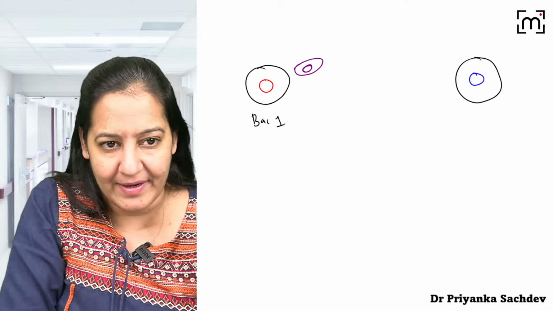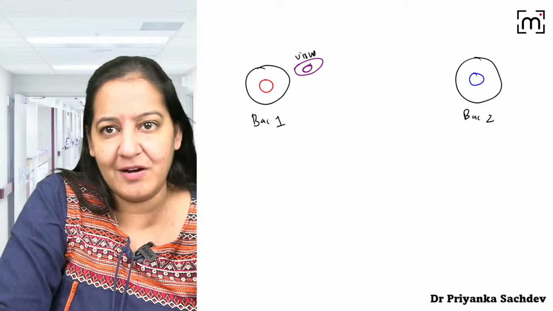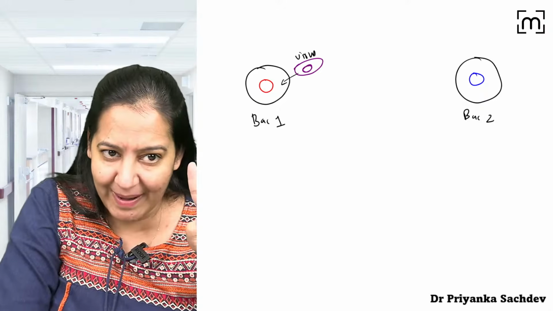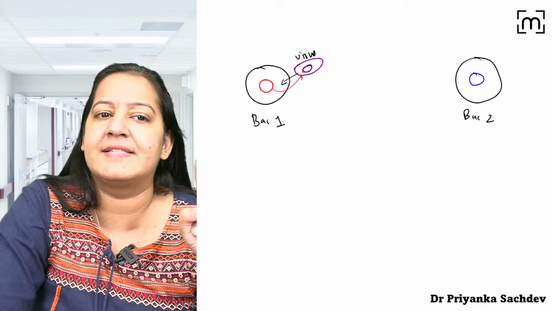This is bacteria 1. This is bacteria 2. And this is the virus. You can see the color coding. You can use any color, right? Now the virus is entering inside the first bacteria. Due to packaging error, it is taking a little bit of DNA inside it.